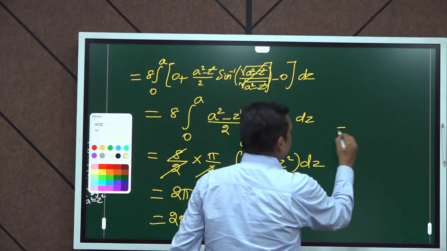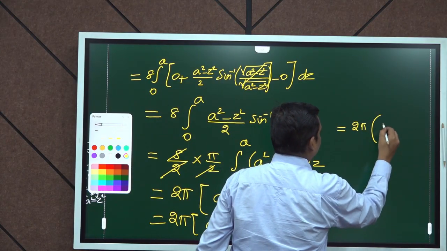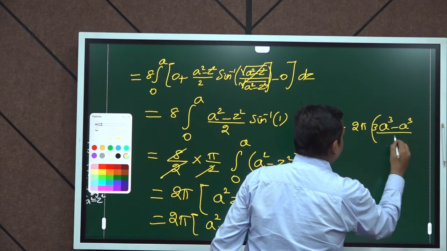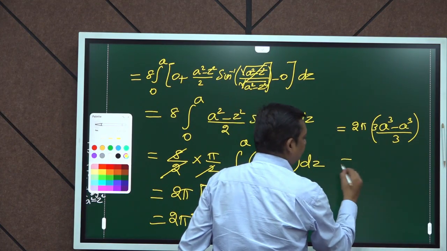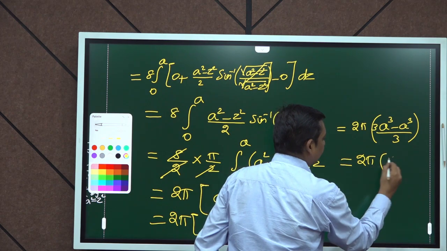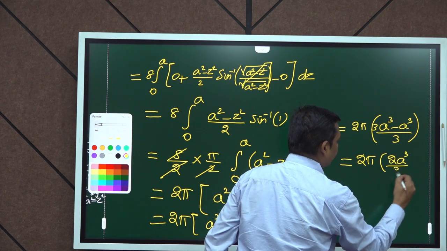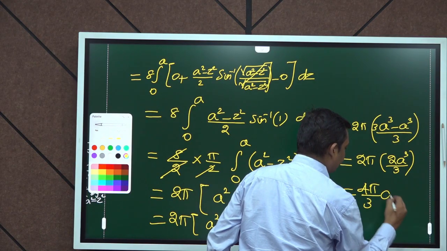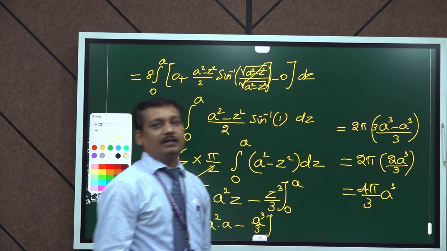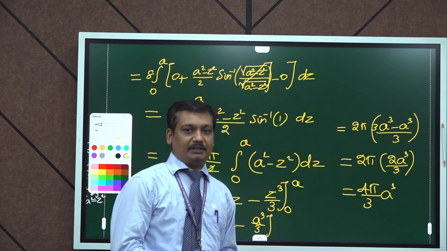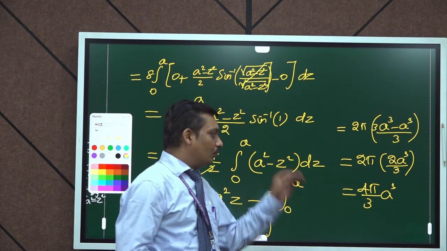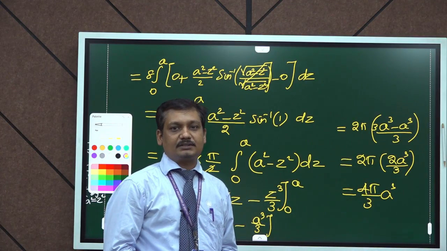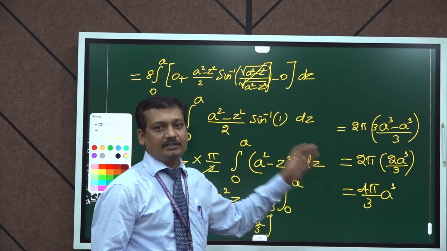Therefore, the result is 2 pi within the bracket, a cube, take the LCM, 3a cube minus a cube by 3. Therefore, the result is 2 pi times 2 a cube by 3. So, finally, the result is 4 by 3 a cube. That is our answer for volume of the sphere. So, finally, what we get? Volume of the sphere is equal to 4 by 3 a cube cubic units. That is the solution in Cartesian coordinates.